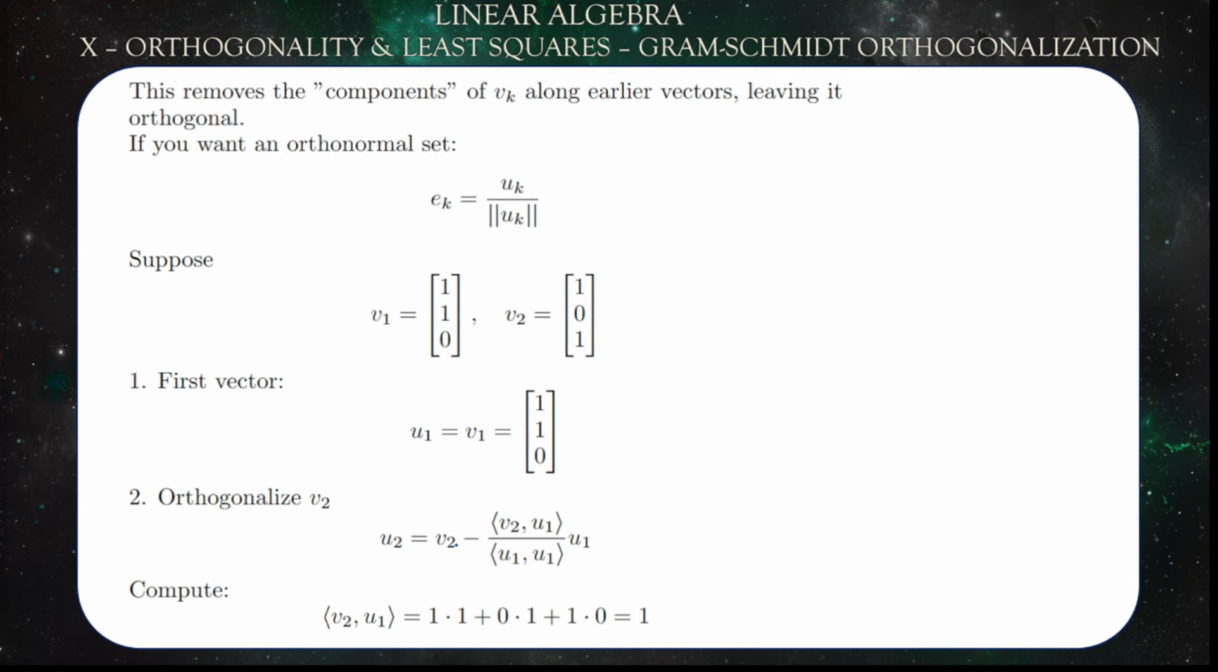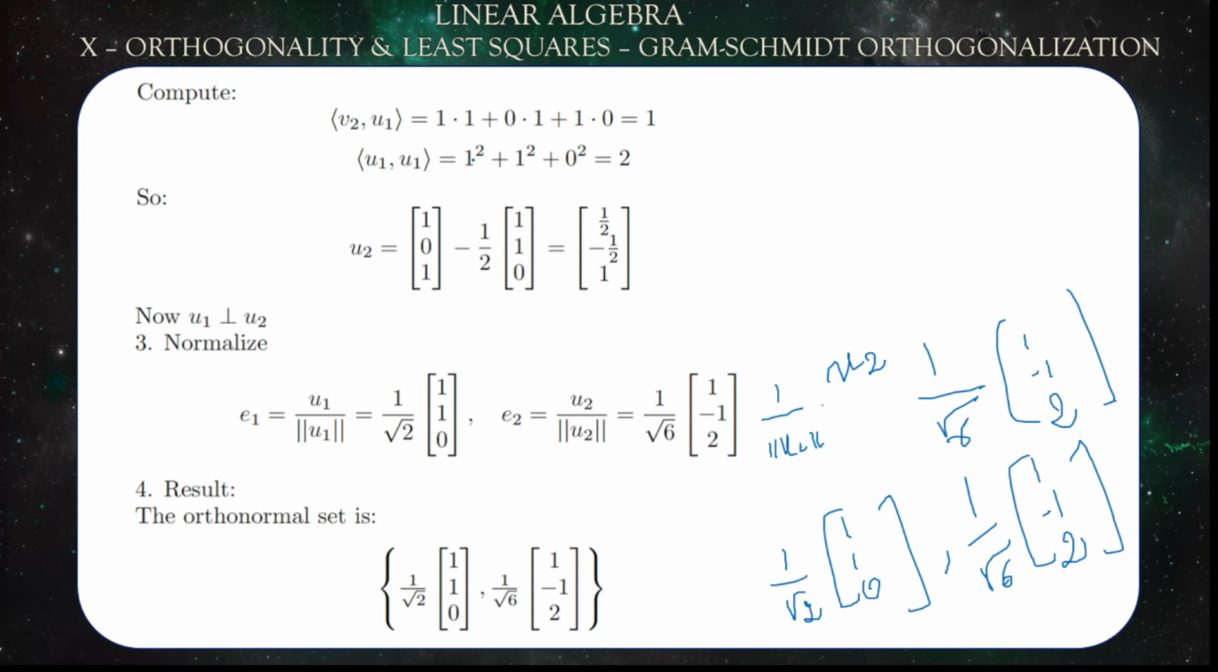Then u2 is equal to v2, okay, minus v2 u1. Okay, this is v2, remember. So minus v2 dot u1 divided by u1 dot product u1 times u1. This is how you get the second vector. You compute v2 u1. Okay, you follow by the formula. Okay, I might have made some mistakes. You end up with this orthonormal set at the end.